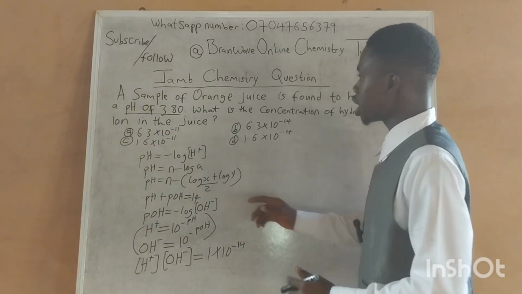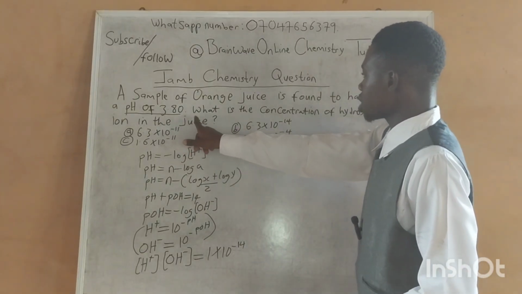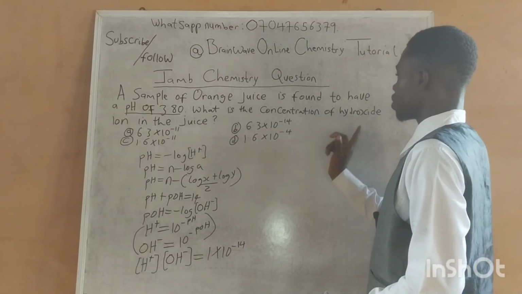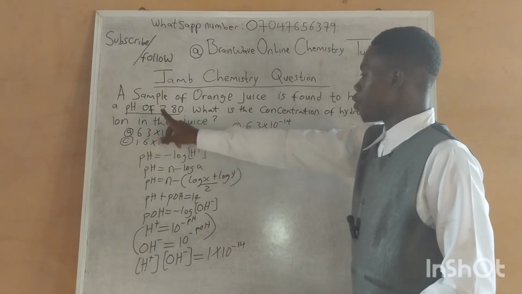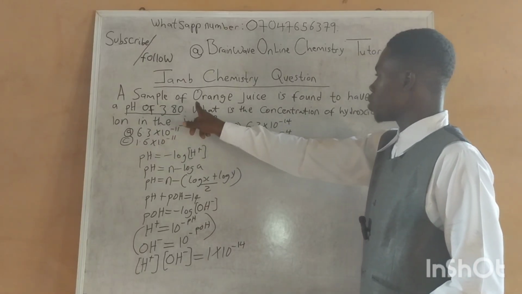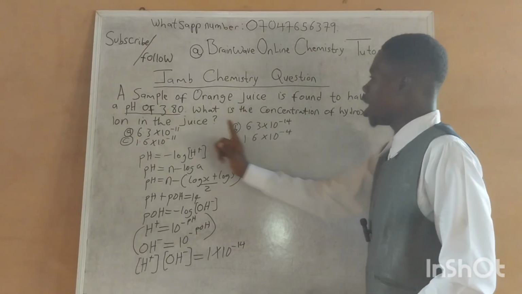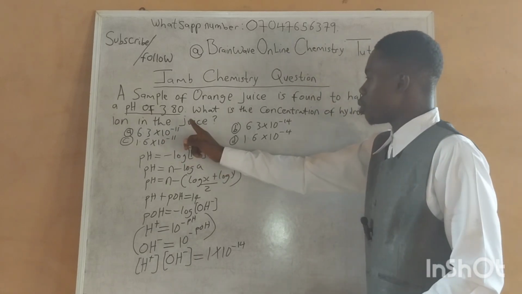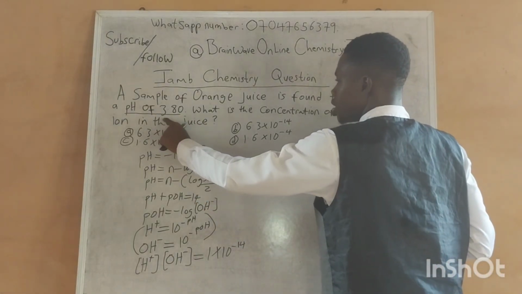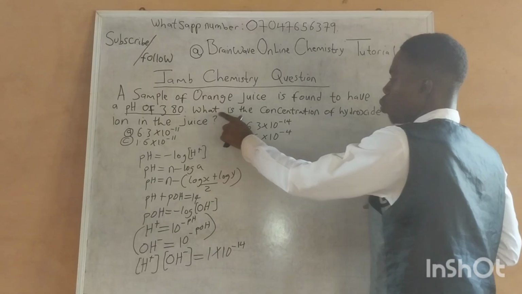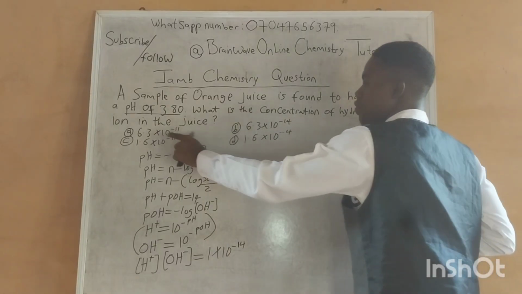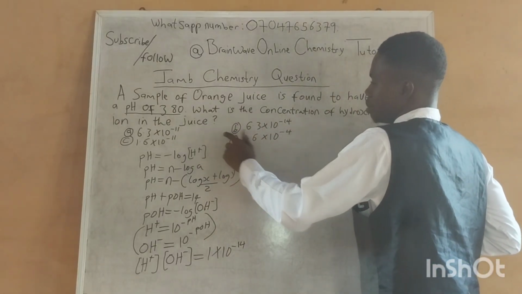The question says, what is the concentration of hydroxide ion in the juice? From the start, it says a sample of orange juice is found to have a pH of 3.80. They gave us the pH to be 3.80, and they asked for the concentration of the hydroxide ion.